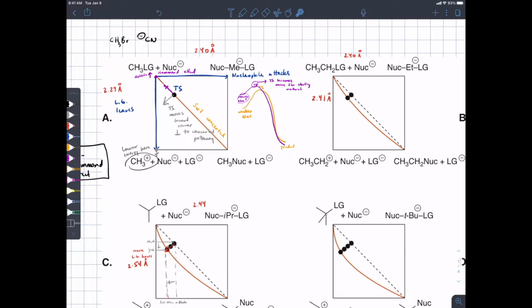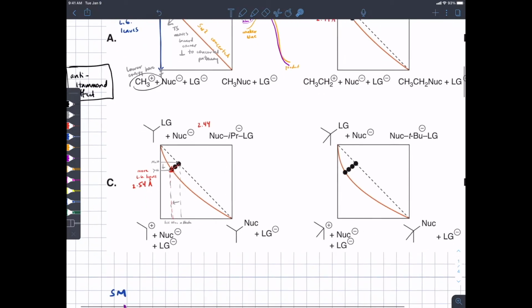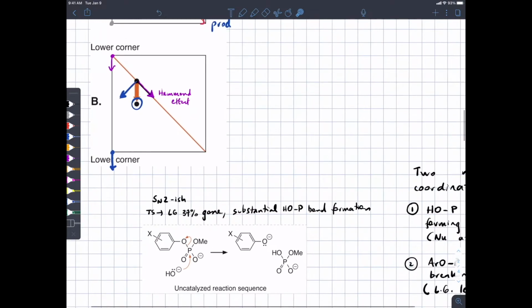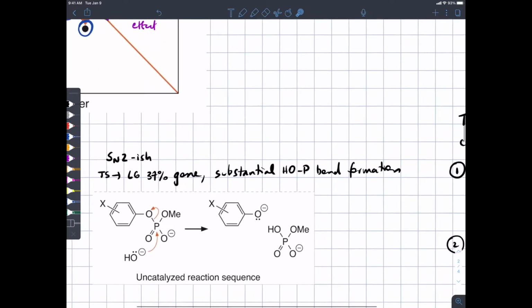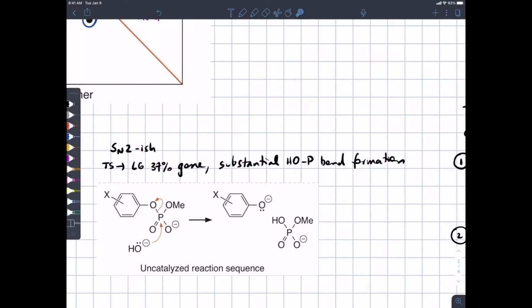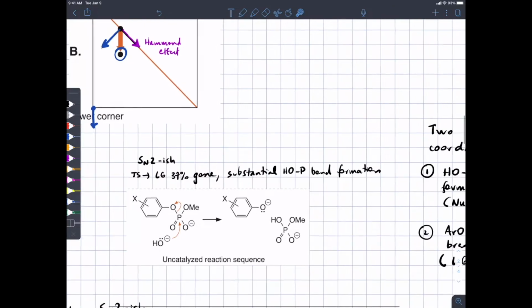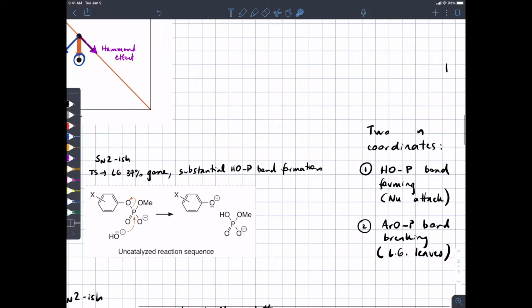Let me show you an example of some actual chemistry, an actual reaction where this kind of analysis helped the researchers understand the nature of a catalytic reaction. So here is a reaction, the hydrolysis of a phosphoester. You're having water act as a nucleophile attacking phosphorus, and a leaving group leaves. The reaction mechanism is SN2-ish, meaning we have a nucleophile attacking and a leaving group leaving, but we're going to have two different reaction coordinates.